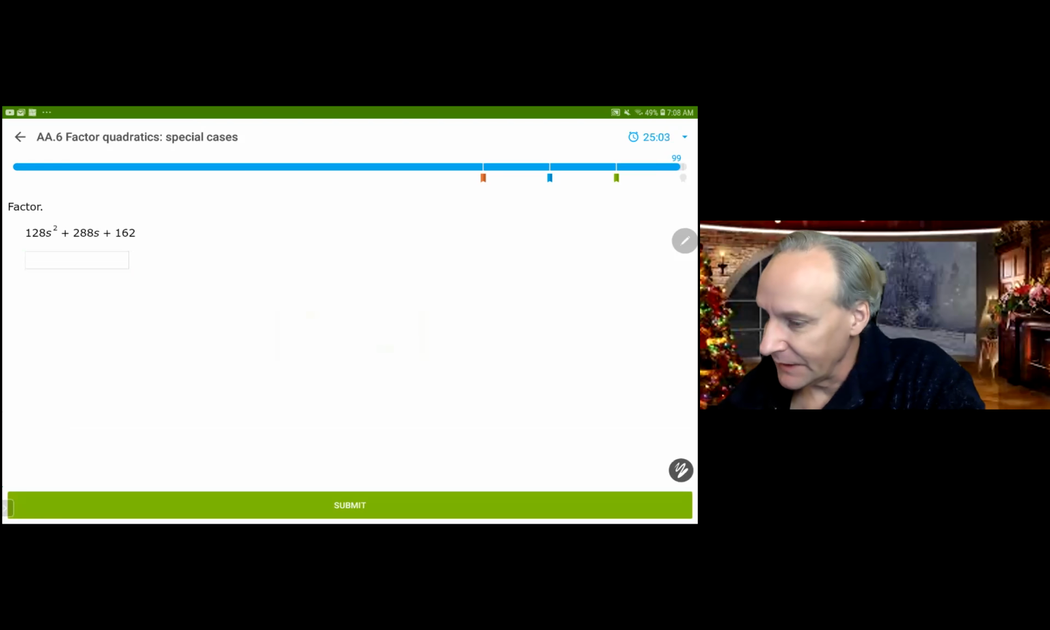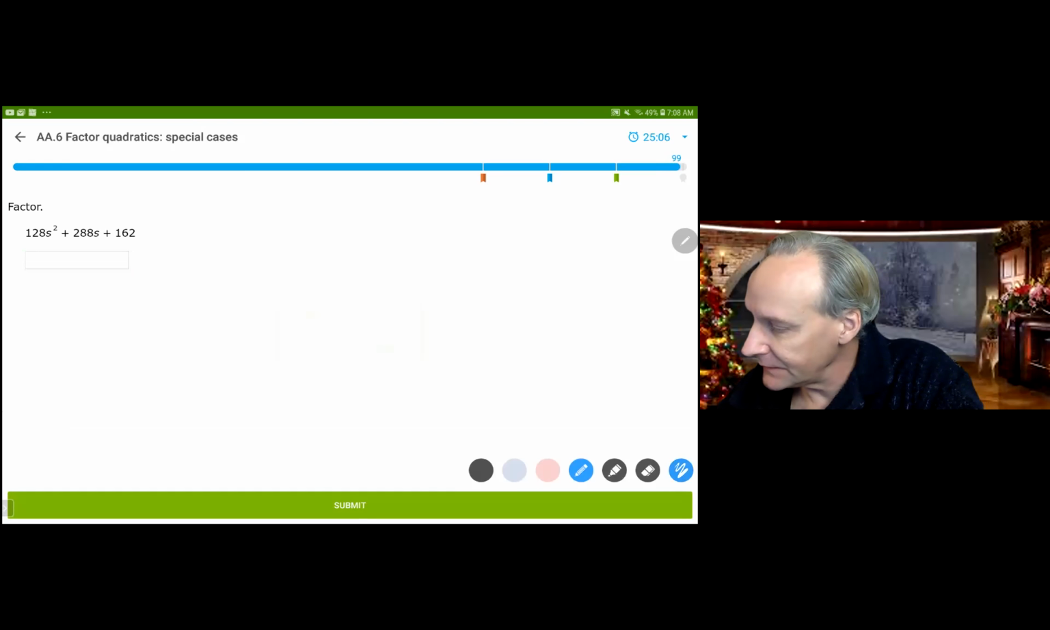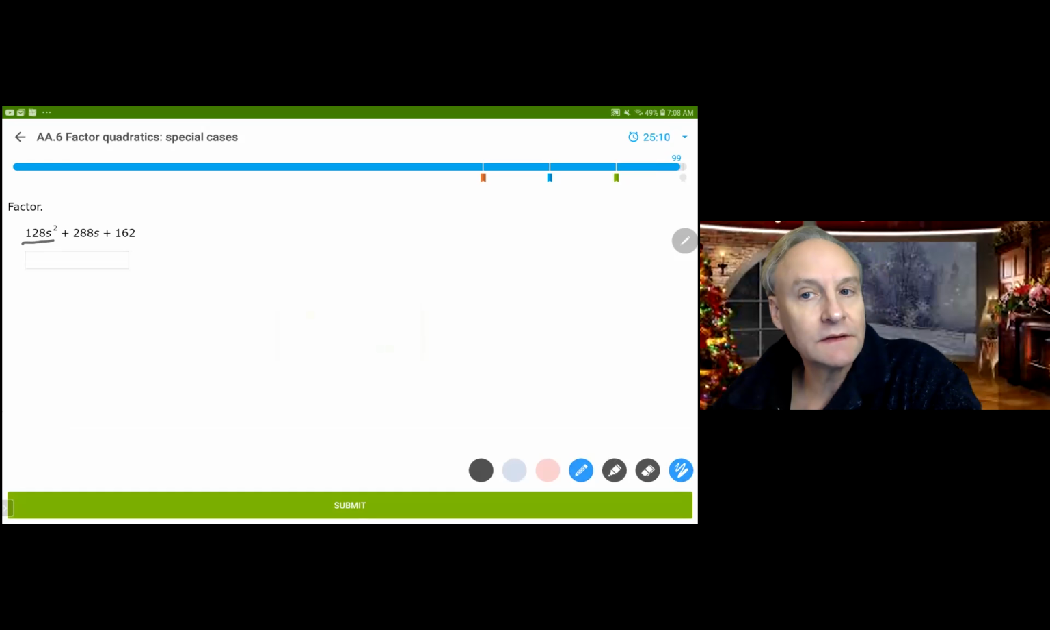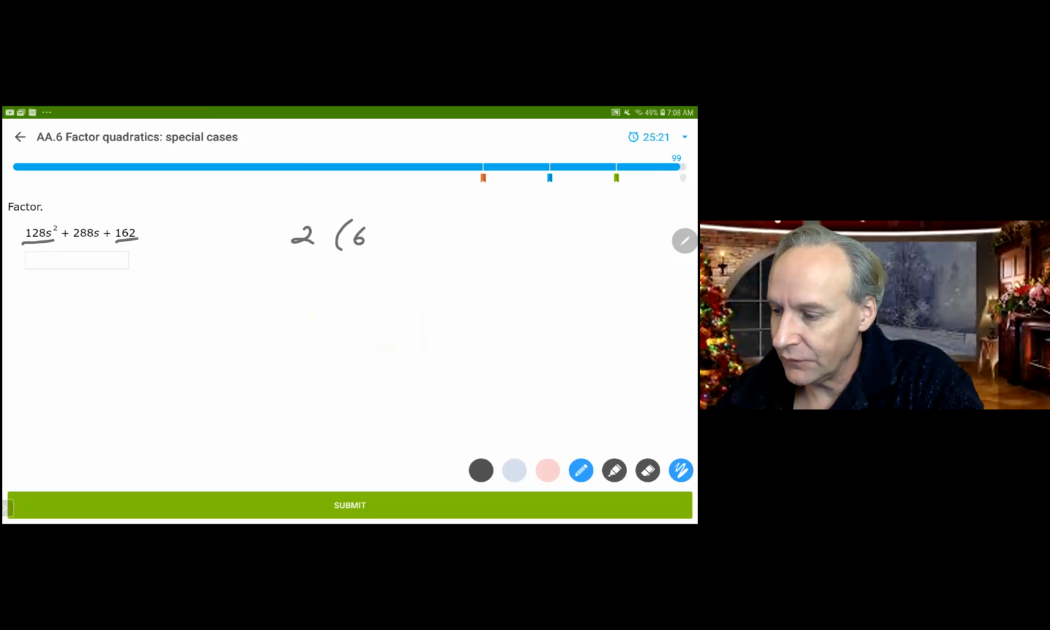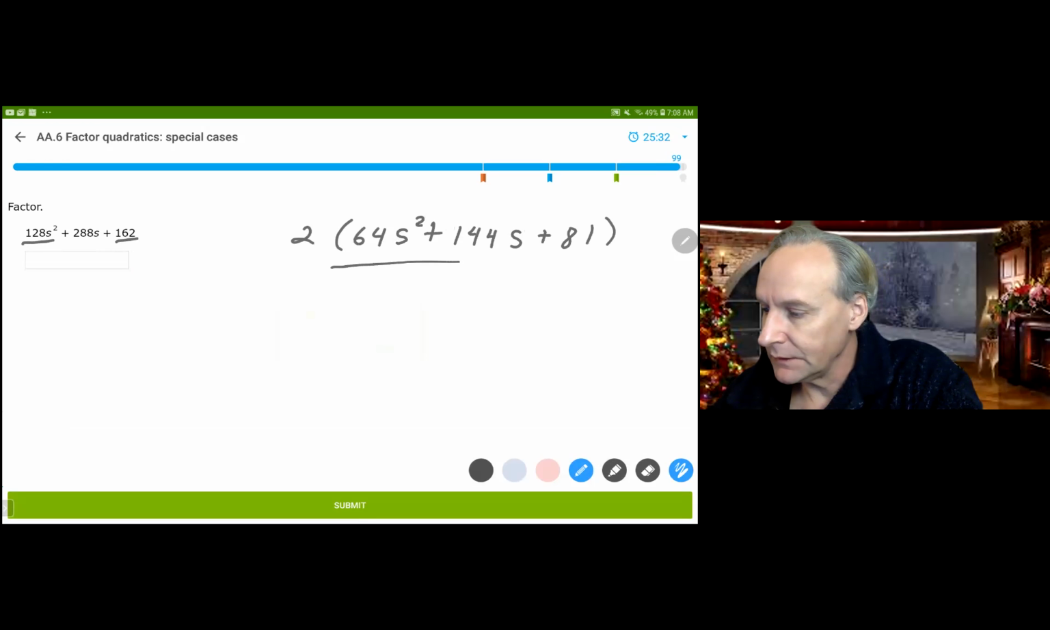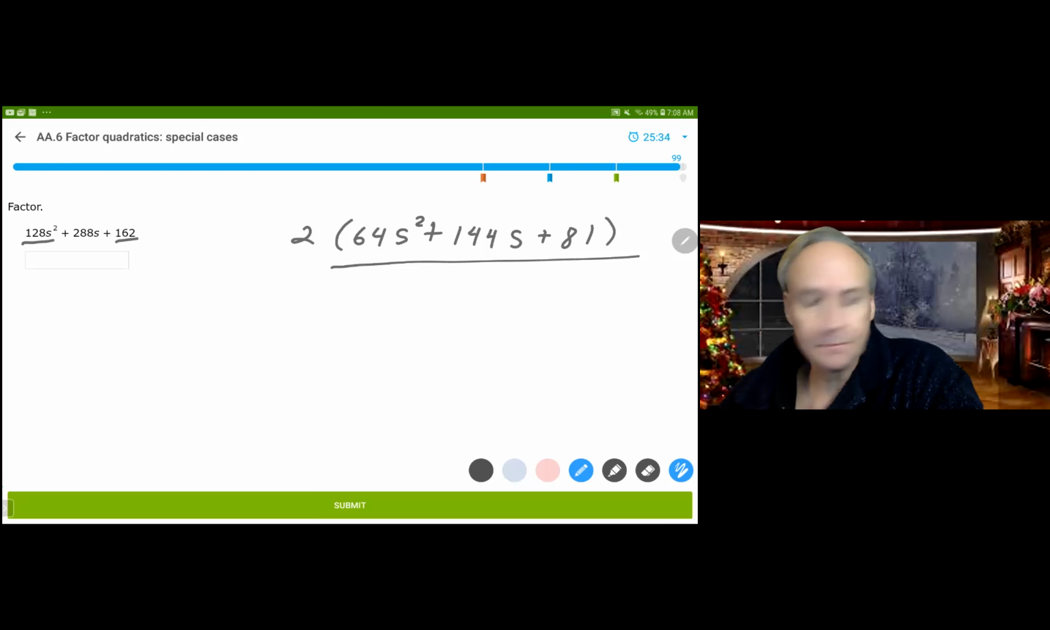Looks like a perfect square, maybe. But 128 isn't a perfect square, is it? 128 is double a perfect square, and 162 is double a perfect square. So take out the 2, and we get a 64s squared. We get a 144 in the middle, 144s. And our last is plus 81. And it's looking good. That looks like a perfect square trinomial.